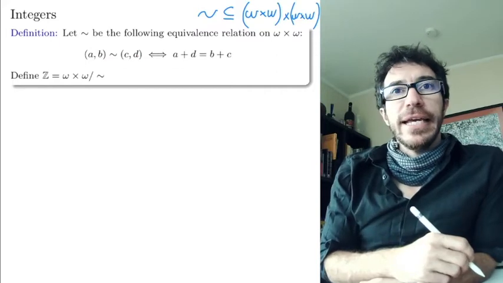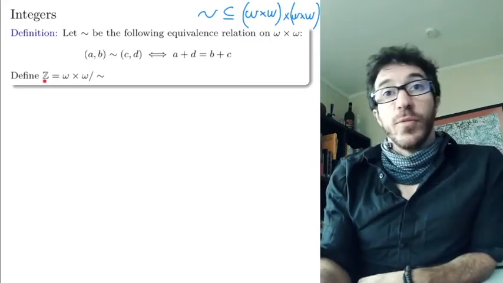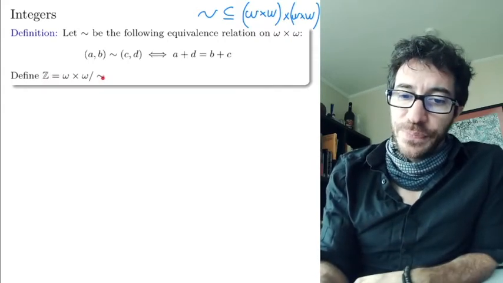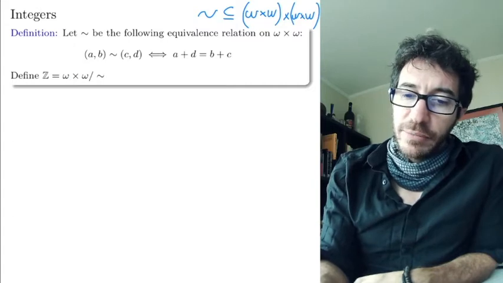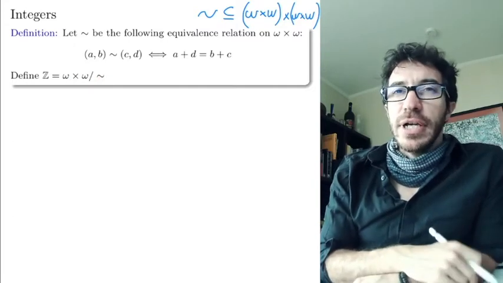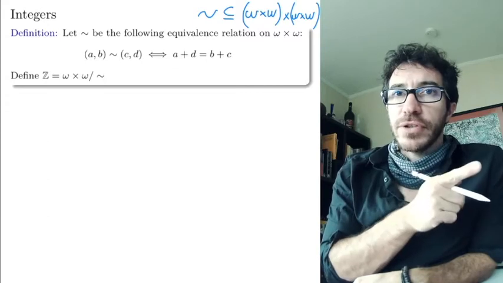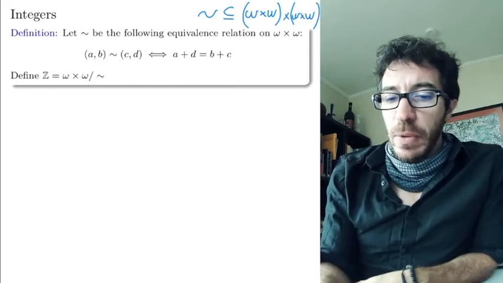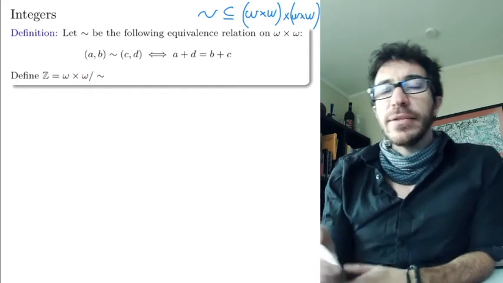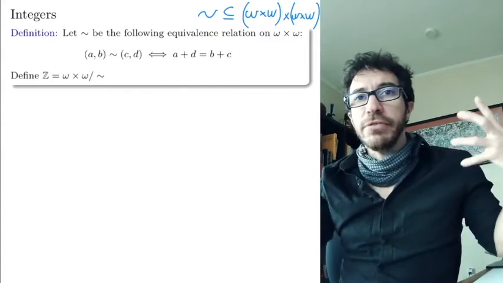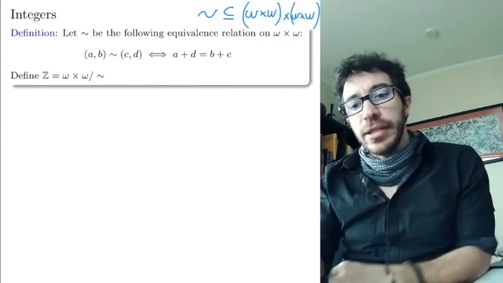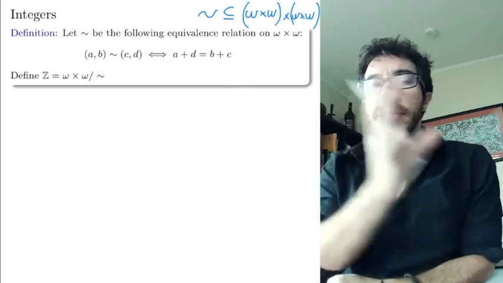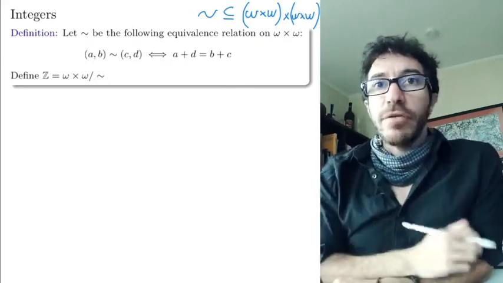Okay. And then we're going to define Z, the set of integers, to be the quotient under this equivalence relation. So we take all the pairs and we quotient under this equivalence relation. Go back to the equivalence relations video if you don't remember exactly what that is. But essentially, we're saying that all the pairs that are equivalent, we want to make them the same. We want to identify all pairs that are equivalent, and now we obtain this quotient where the things that used to be equivalent now are equal. The quotient is the set of all equivalence classes.